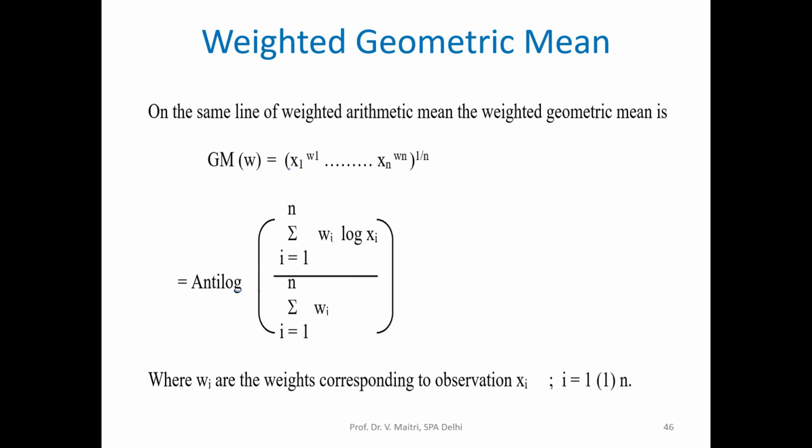Next one is weighted geometric mean. You remember the weighted arithmetic mean. On the same line, there is a weighted geometric mean. It is given by x1 raised to power w1 multiplied by ... xn raised to power wn, and all are raised to power 1 by capital N. Now we take the log on both sides and then take the antilog. So the weighted geometric mean works out to be the antilog of the sum of i going from 1 to n of wi log xi, divided by the sum of i going from 1 to n of wi, where wi are the weights corresponding to observation xi, how much weight you have given it.